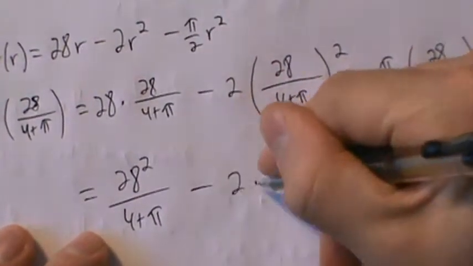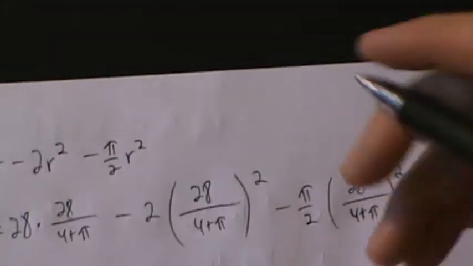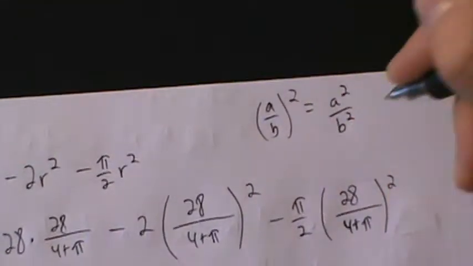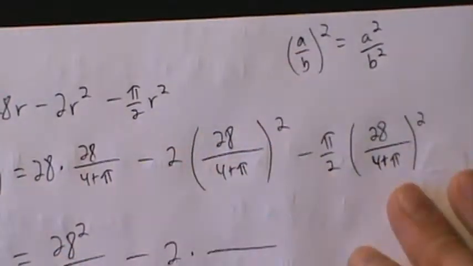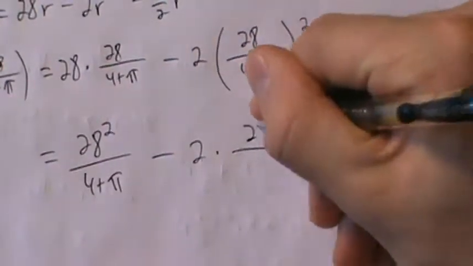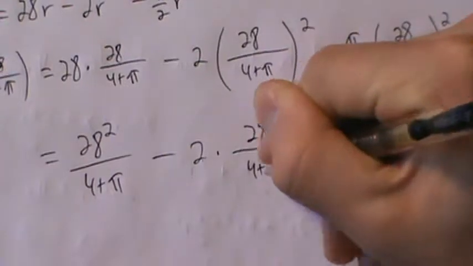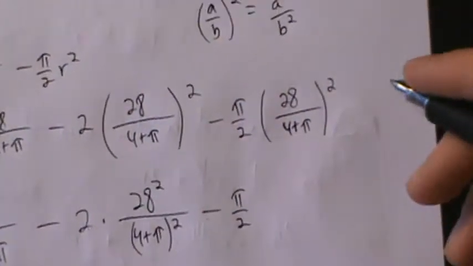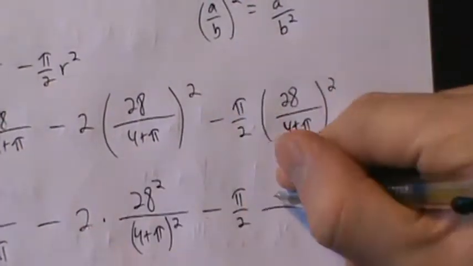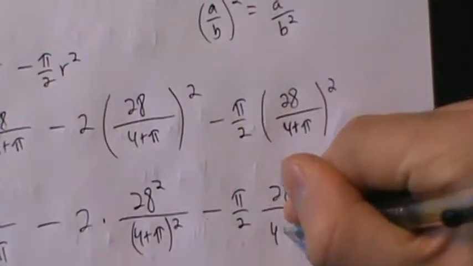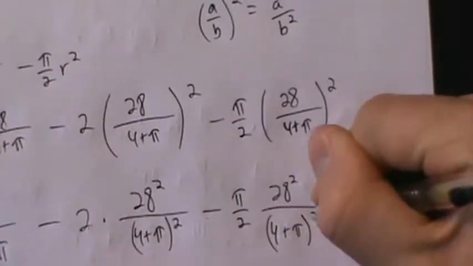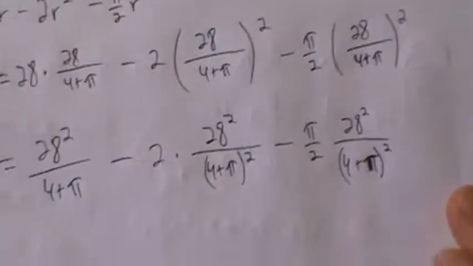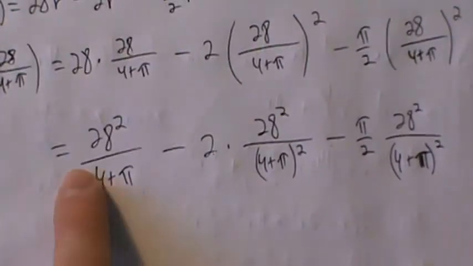And we have minus 2. So what I'm going to do is rewrite this. Remember that a over b quantity squared is the same thing as a squared over b squared. So I'm going to use this fact over here to say 28 squared on top, 4 plus pi squared on the bottom. And then we still have a pi over 2 over here. And I'm going to use that fact again, 28 squared on top, and 4 plus pi quantity squared on the bottom. Okay? So now, notice every term has a 28 squared in it, right?